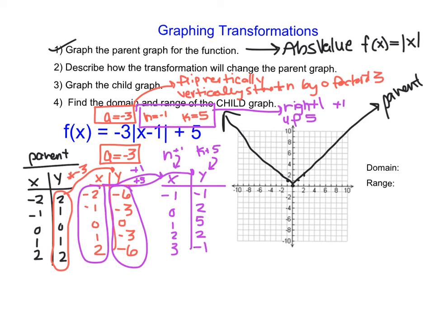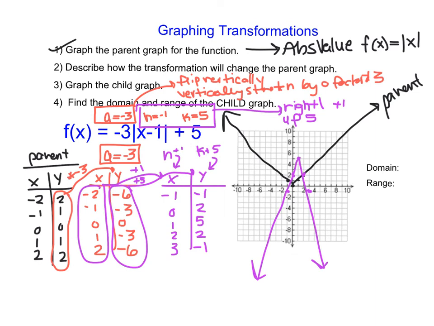So now if we go over to our graph and we actually plot these points in purple, we have (-1, -1), (0, 2), (1, 5), (2, 2), and (3, -1). So what we see here is kind of what we expected to see according to our transformation. So we have flipped the graph, it's stretched to be skinnier and taller, and then all of those points moved right 1 by adding 1 to the x values, and up 5 by adding 5 to the y values.